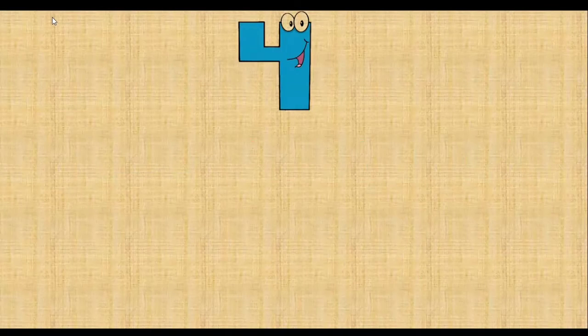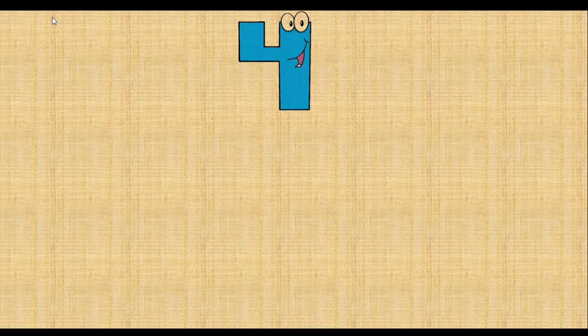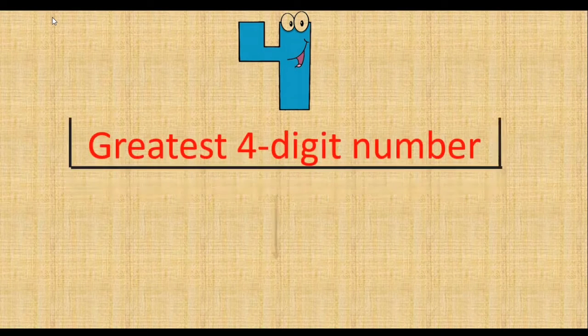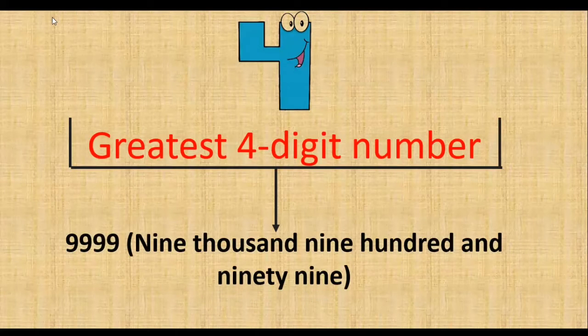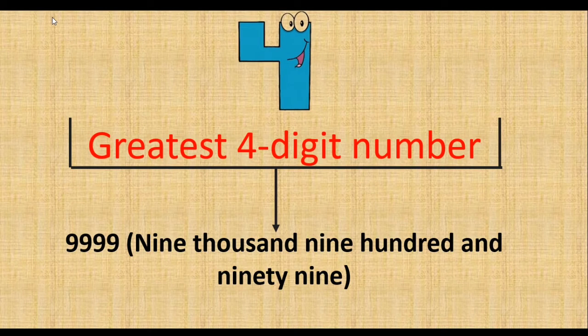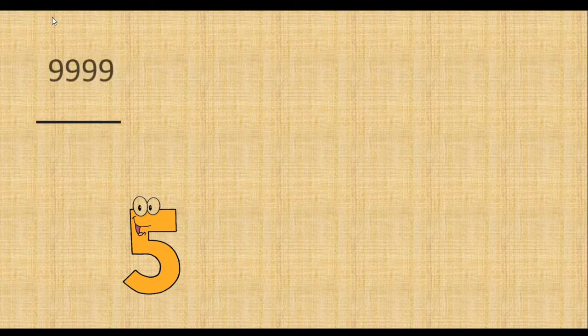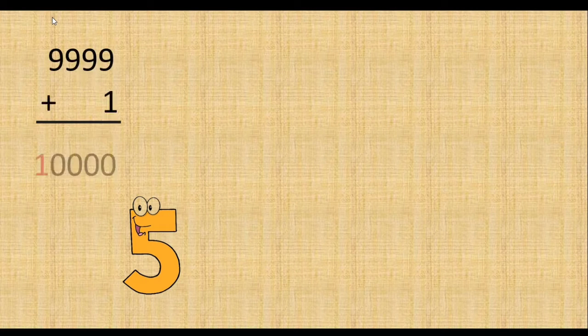Similarly, numbers go on increasing in the same way and we arrive at the greatest 4-digit number, which is, yes, that's right, 9999. It is read as 9999. Did you all understand? Now, don't you know what happens when we add 1 to 9999? It's very simple. It goes the same way.